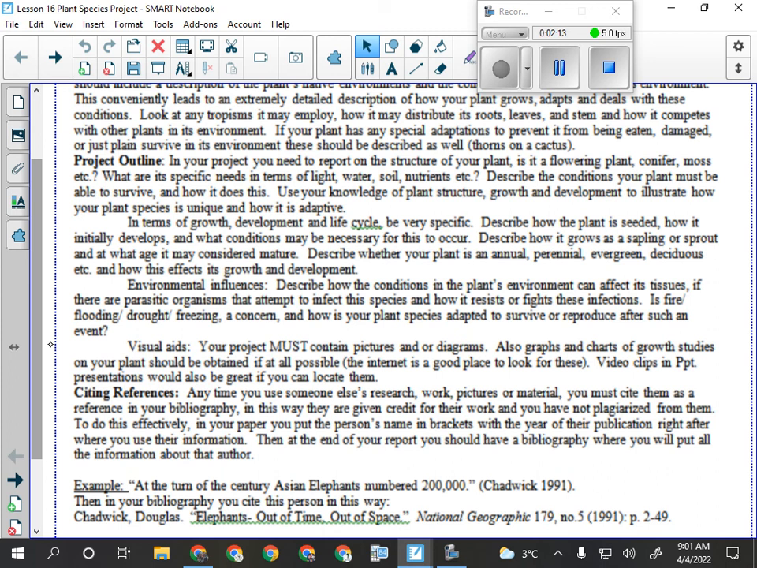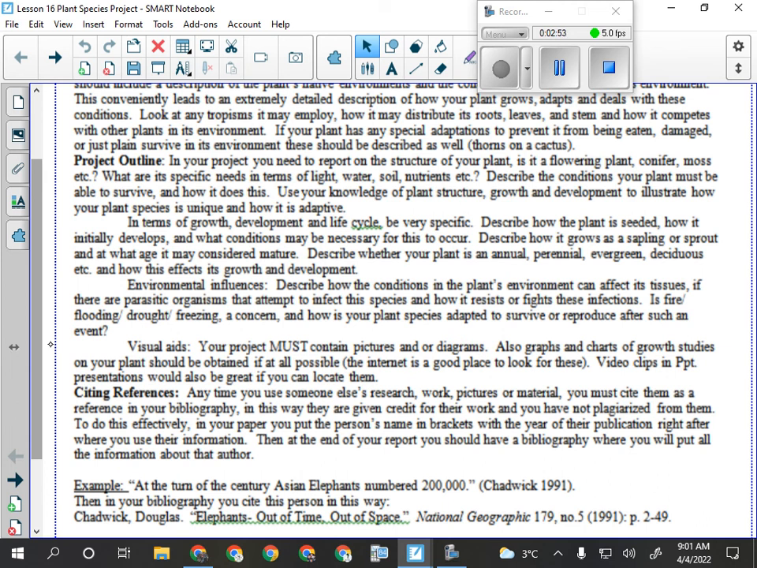Okay, use your knowledge of plant structure, growth, and development to illustrate how your plant species is unique and how it is adaptive. Okay, in terms of its growth, talk about its life cycle. Okay, be specific. Talk about how long it would take for it to become mature. If you're talking about a tomato plant, that's a few months. If you're talking about a giant redwood, it's many, many years. Okay, depends what you pick. So describe how it grows as a sapling or a sprout, what age it could be considered mature. Is your plant annual? That means it grows for 1 year and dies. Okay, perennial, comes back every year. Evergreen, doesn't lose its leaves. Deciduous, loses its leaves. Okay, and how this affects its growth and development.